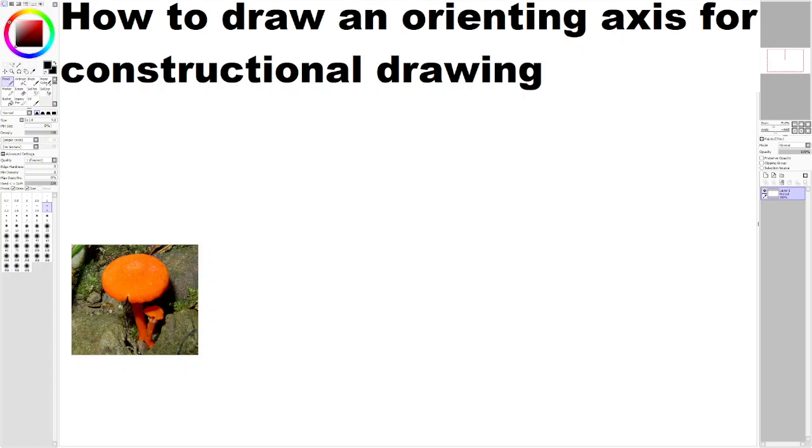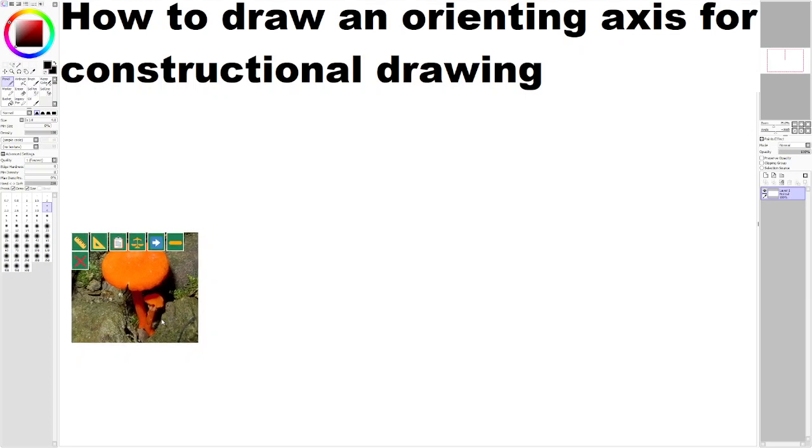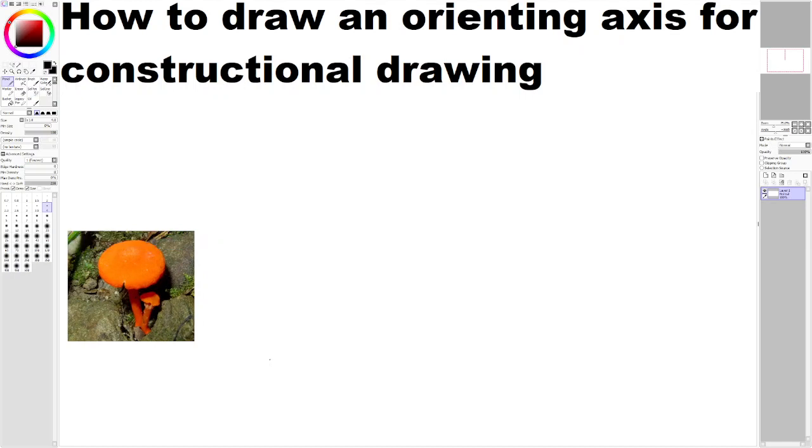Hello. In this video, I wanted to talk about drawing and orienting axis for constructional drawing. This photo is by Seth Ausubel, and it seems like this technique gets forgotten about a lot, and I've always wondered why. I think the reason is because it doesn't always seem like it's clearly there, even though it is there.